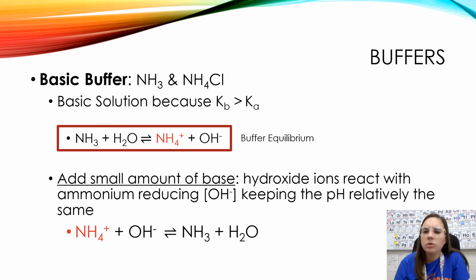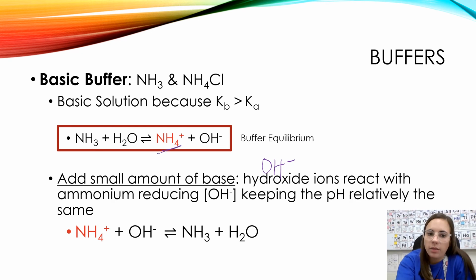Okay, so now let's flip to a basic buffer. What makes it a basic buffer? It's a weak base with its conjugate salt. That's it. Okay, so the pH of this buffer would actually be basic. It would be a basic pH. So this would be if we wanted to keep things slightly basic, maybe a pH of 8, if that's what the conditions call for.